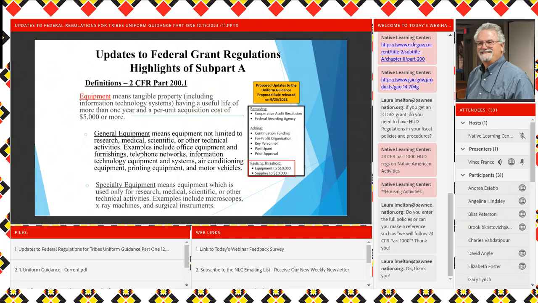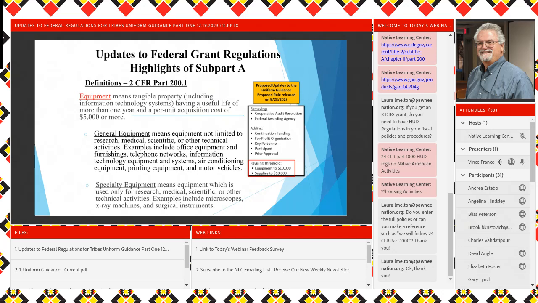Now they're talking about increasing that threshold, as you can see in the box in the bottom right, to $10,000. It's not there yet, but I want you to make a note of that's one of the proposed changes. Supplies from $5,000 to $10,000, and now equipment from $5,000 to $10,000. Not approved yet, on the horizon.